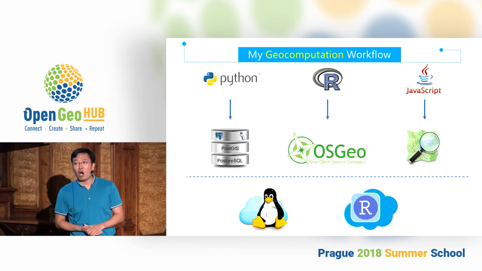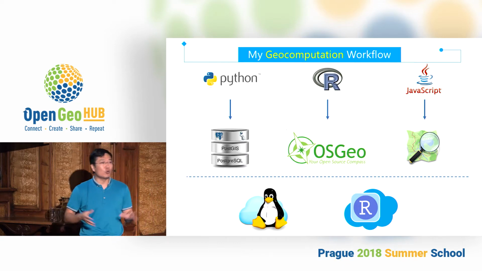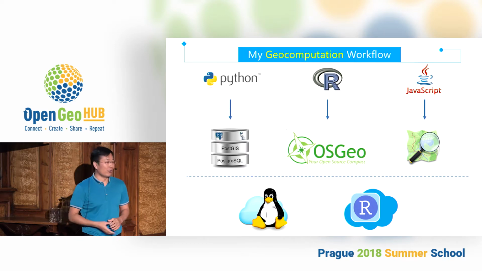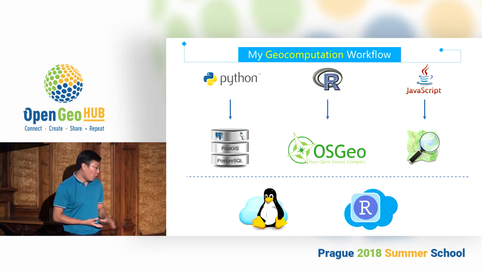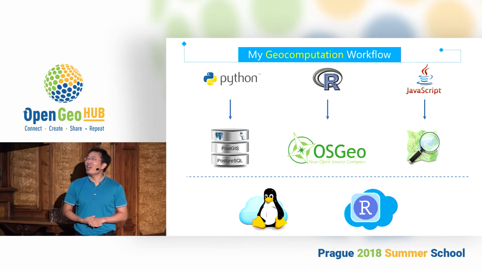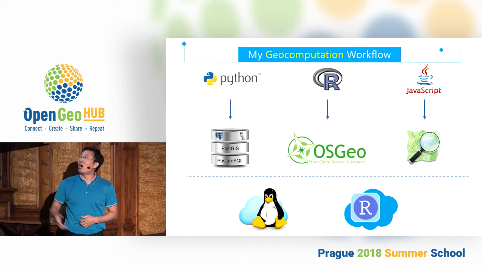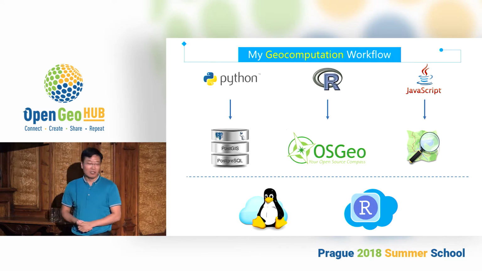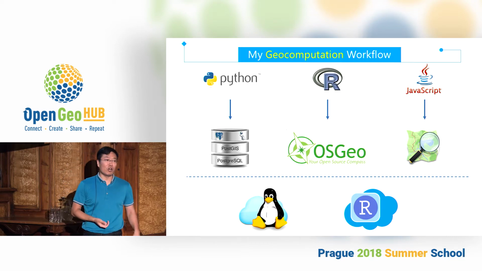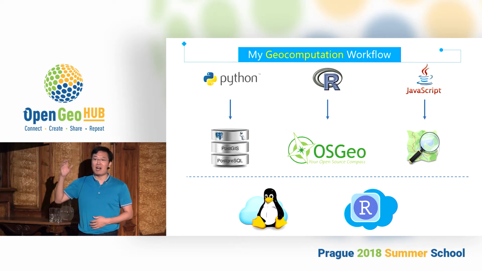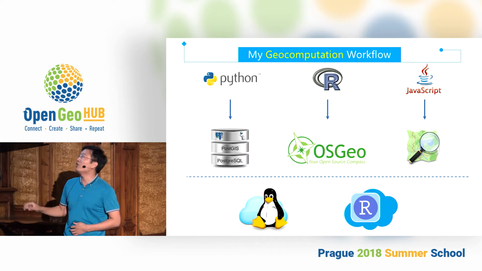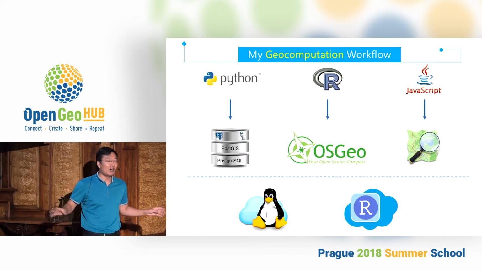For the visualization, I commonly use JavaScript to do WebGIS visualization, as I showed you before. The whole processing is mainly on the cloud, using a Linux cloud with the interface of RStudio Server. Do you know RStudio Server? You can use RStudio Server to access your cloud computing using the RStudio IDE.